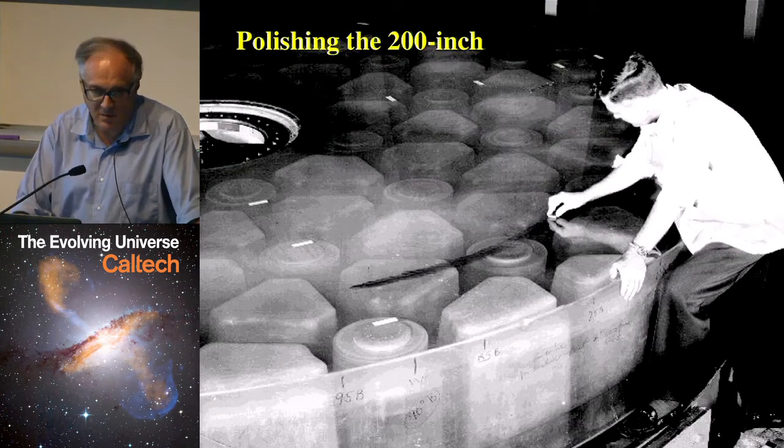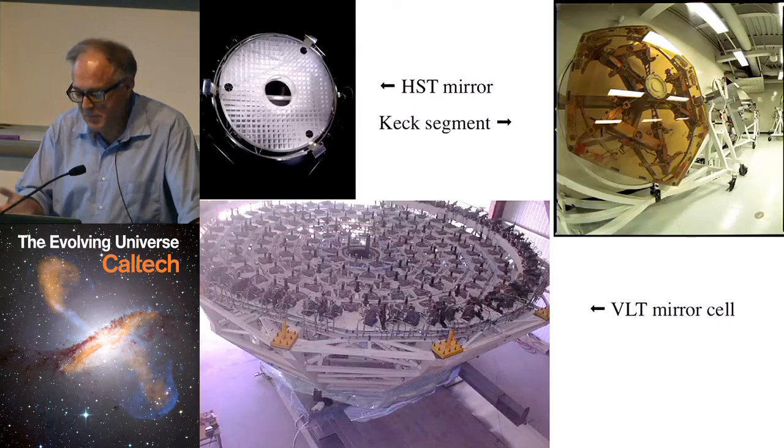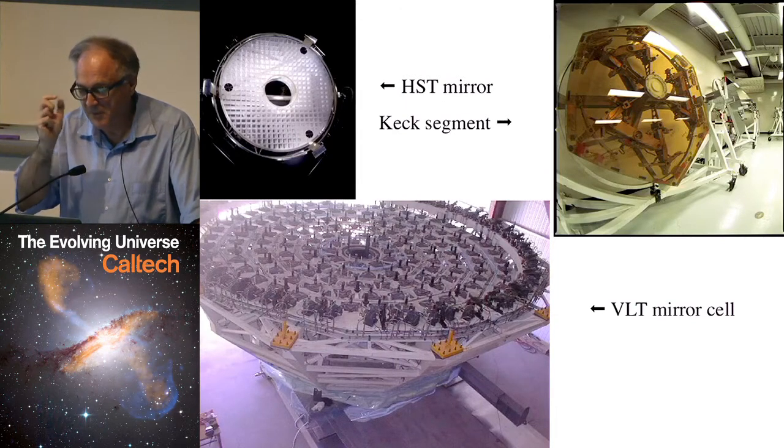8-meter mirrors are the biggest mirrors people make today. And then they can support them with active optics, a lot of little pistons pushing, keeping the figure just right as the telescope turns around.